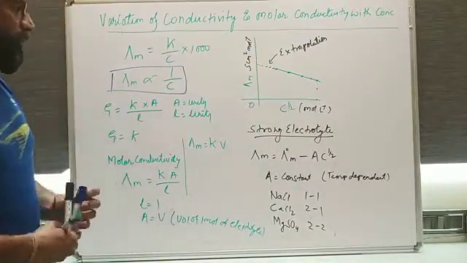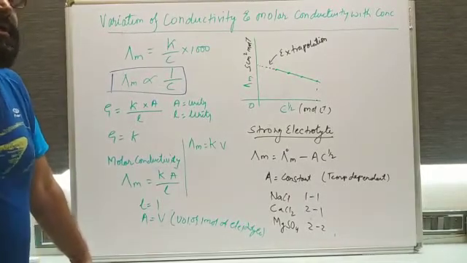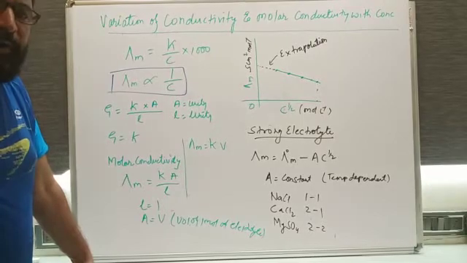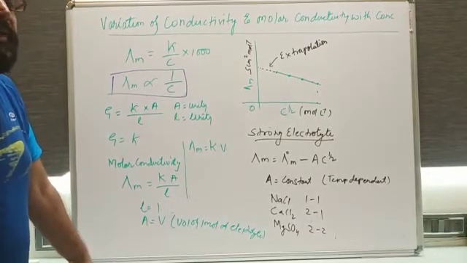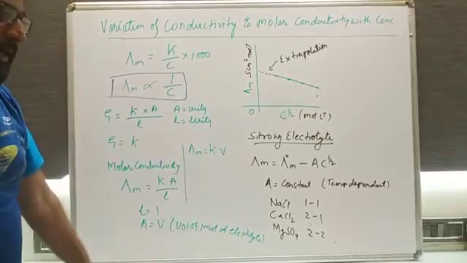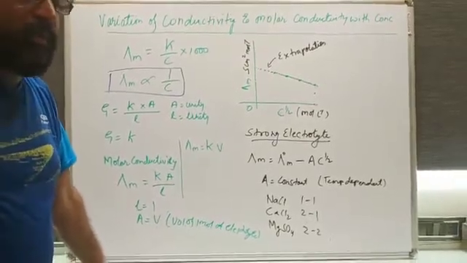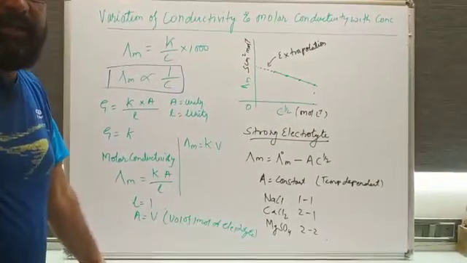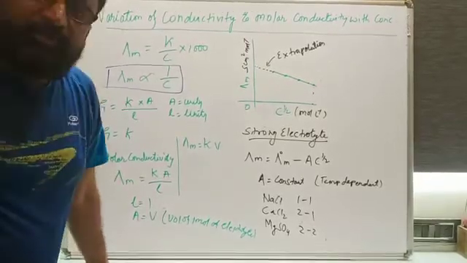Now the question is to you: what happens when the concentration is decreasing? That means we are diluting the solution. Is it clear? If you dilute the solution, dilution means we are just adding water to the electrolyte. So just adding water to the electrolyte, then what happens? The concentration will be decreased and it will be reaching zero. That means the concentration will be reaching zero.